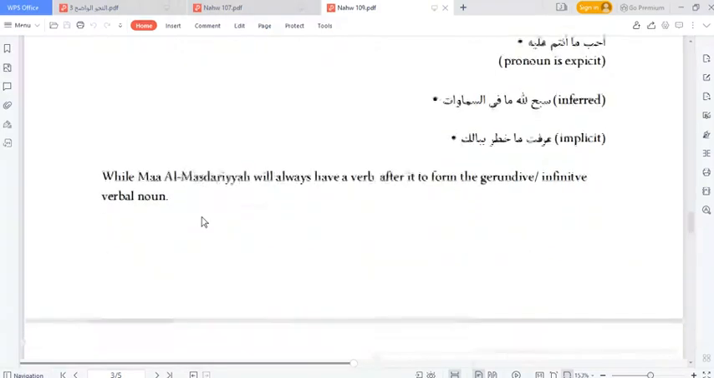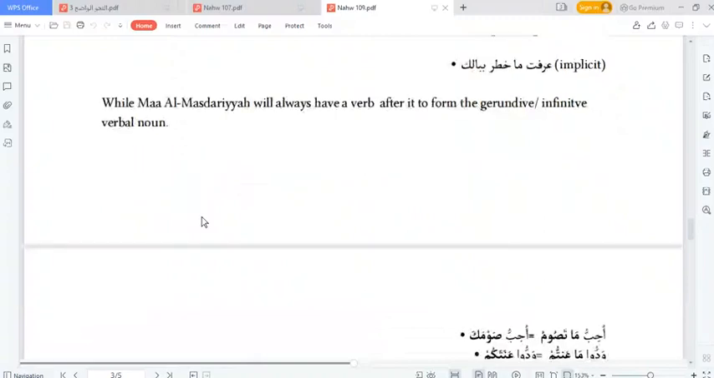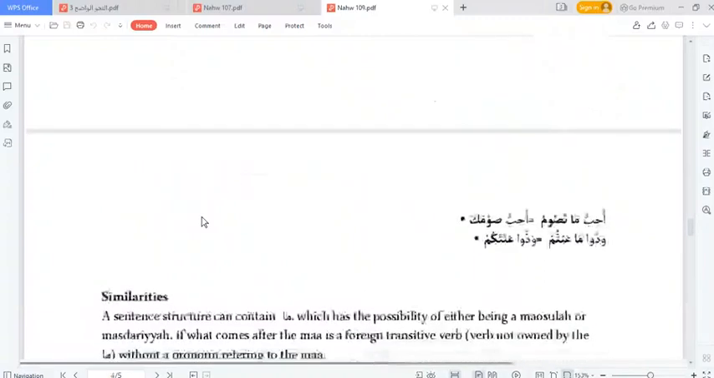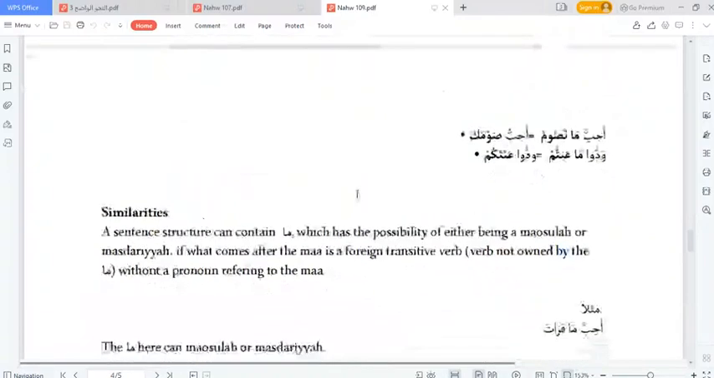It must always have a verb coming after it to form the masdar mu'awwal. You know what masdar mu'awwal is at this point in time. So see example. Uhibbu ma tasumu. I love that you are fasting. So it should be able to be replaced with what? Uhibbu sawmaka. I love your fasting.